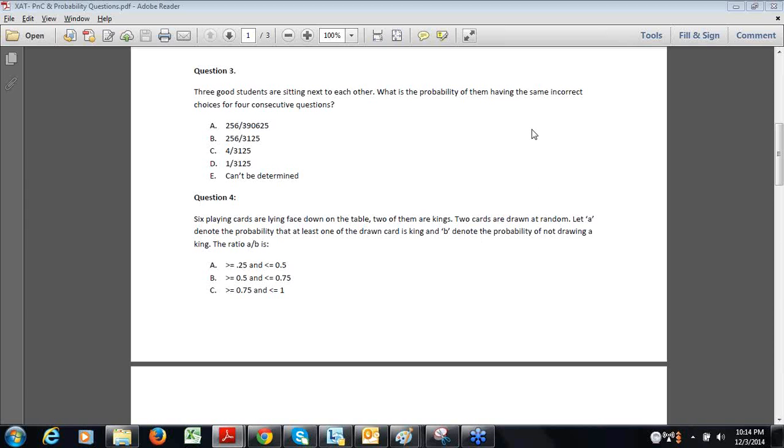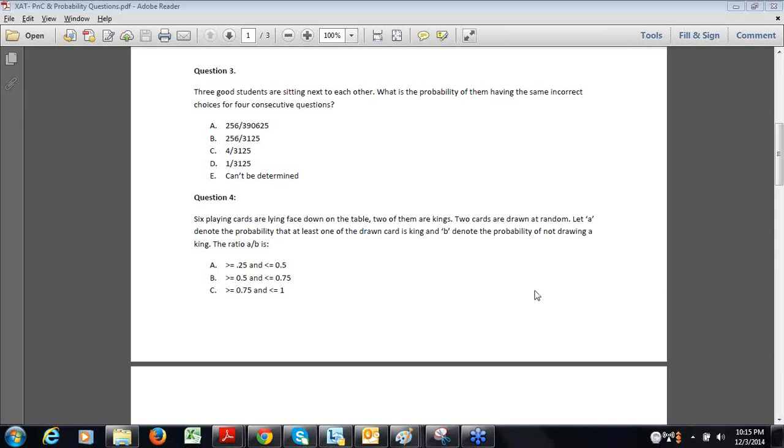Okay guys, let me answer question number 3 and question number 4. Okay, question number 3. What does it state? It asks, there are 3 good students who are sitting next to each other. What is the probability of them having the same incorrect choices for 4 consecutive questions?